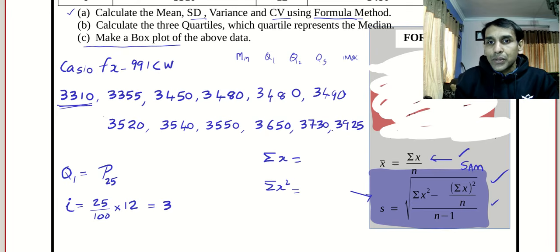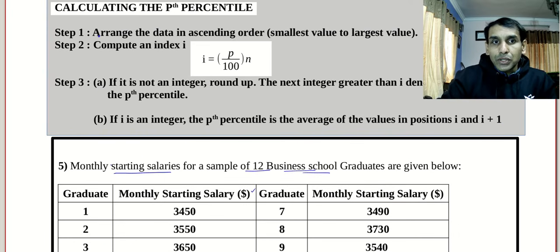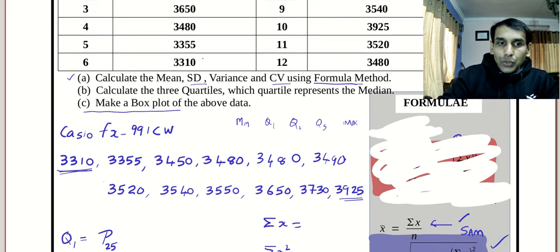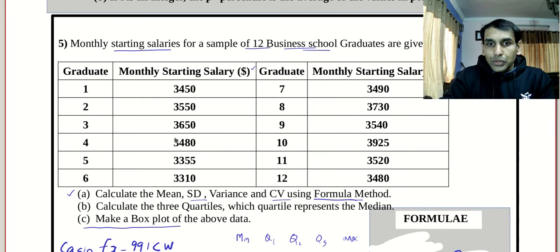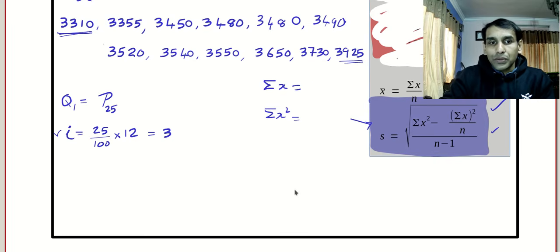Here is the minimum value, here is the maximum value. Let's go for the quartiles. Quartile 1 means P25. And step number 2, arrange the data, compute an index. Quartile 1 means percentile 25, and I'm calculating the index: 25 by 100 into 12. 12 means the number of data items. Look, 1, 2, 3, 4, 5, 6, 7, 8, 12.